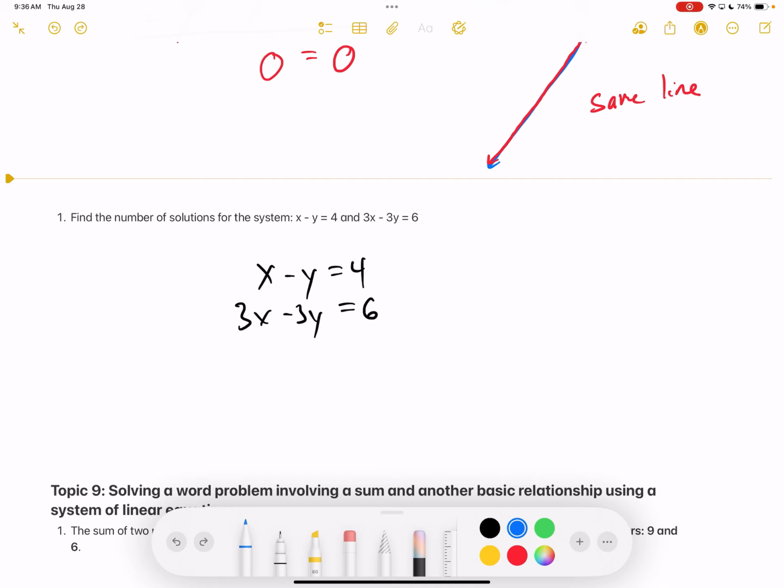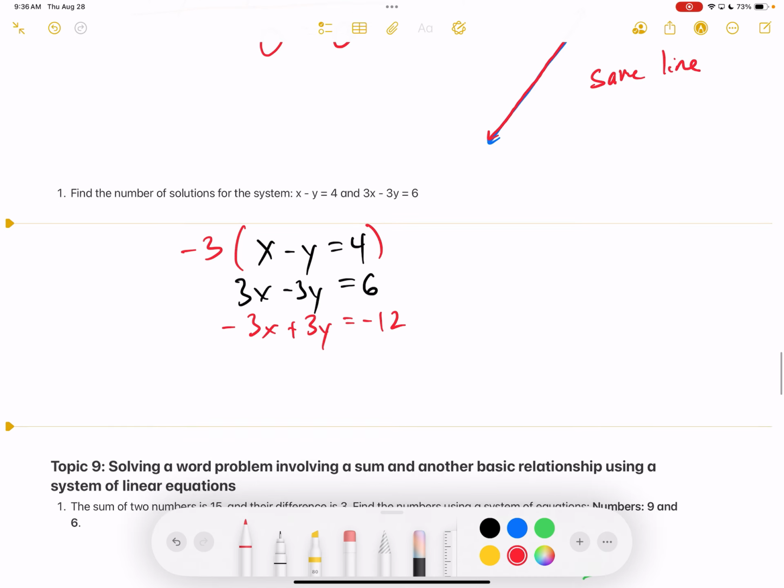On the next one, if you want to cancel out your y's, I need this to be positive 3y, so I'd multiply it by negative 3. So negative 3 times x would be negative 3x. Negative 3 times negative y would be negative 3y. Negative 3 times 4 would be negative 12. So here we're trying to cancel out the y's. So I need a positive 3y, so I'll multiply by negative 3.